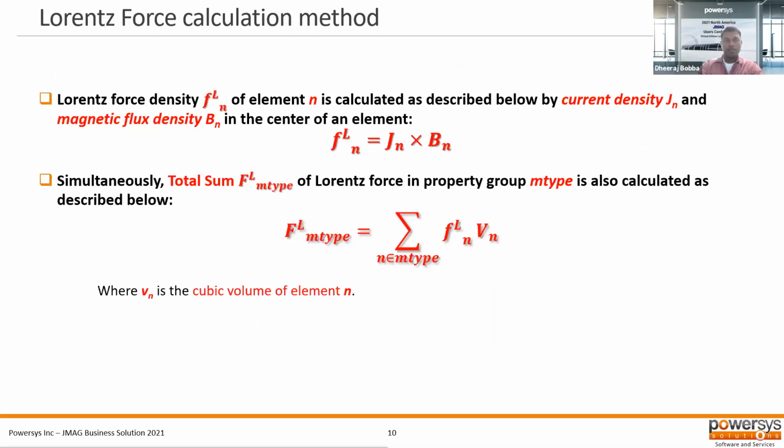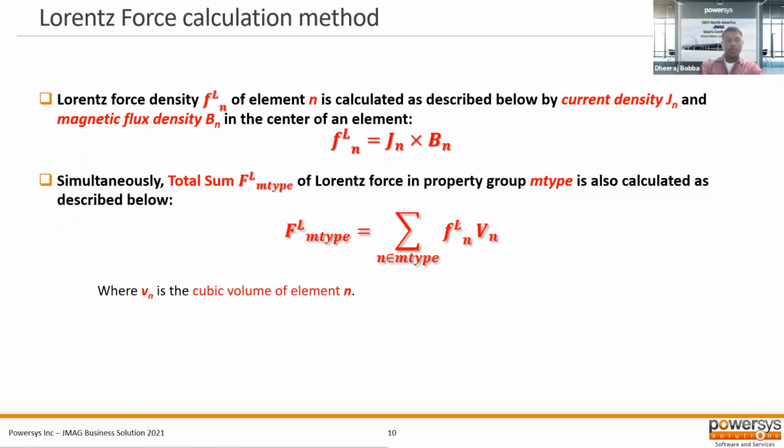And then we have the Lorentz force calculation method. As I said, this is only for conducting or non-magnetic material. In this case, Lorentz force is calculated based on the current density distribution in the mesh element and also the magnetic flux density at the center of the element. It's a cross product of that. And once again, the total Lorentz force is the summation of individual forces on all the elements.